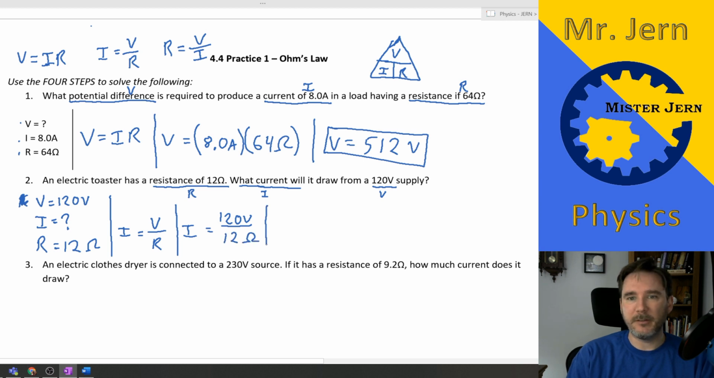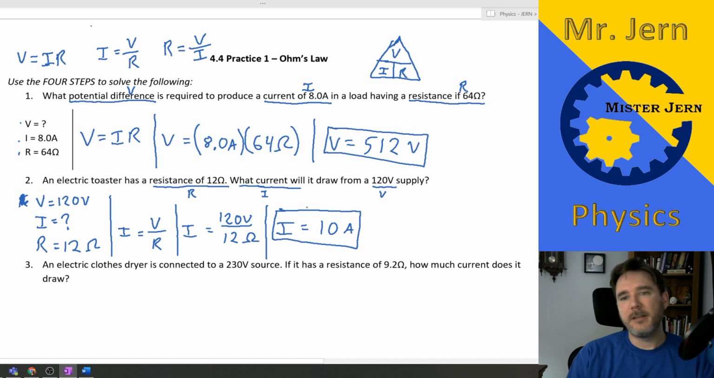Was actually pretty decent this time. So 120 divided by 12, I don't even think I need to check my calculator on that one. That's going to be 10, and current is in amps, so it requires 10 amps of current.